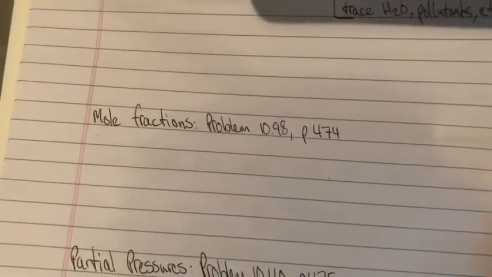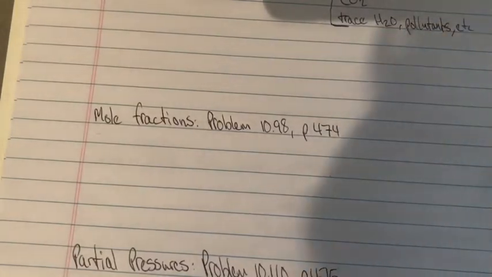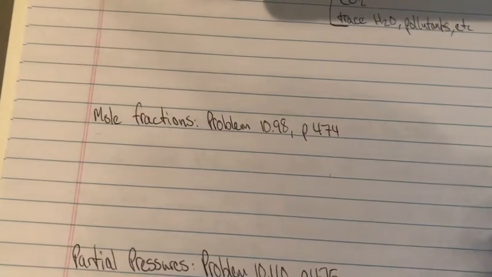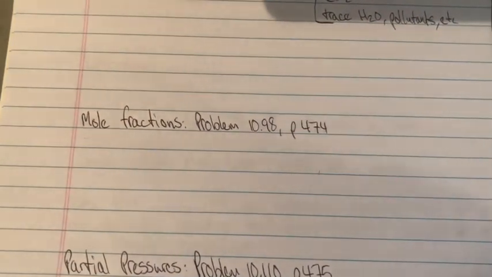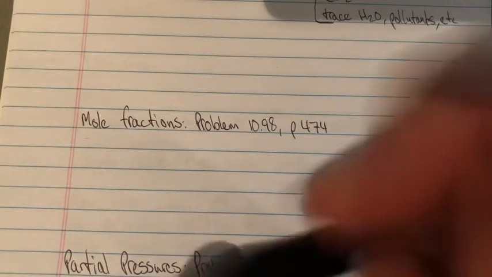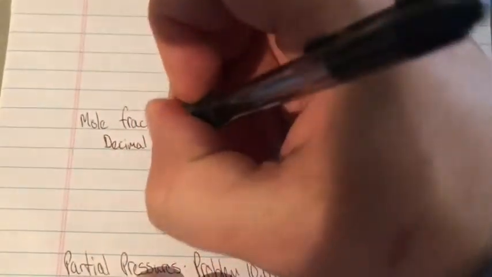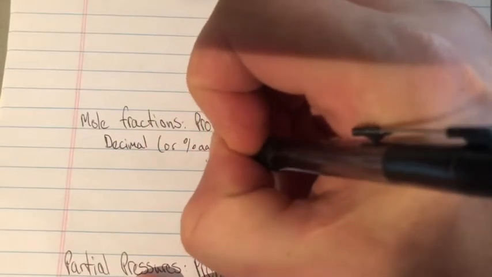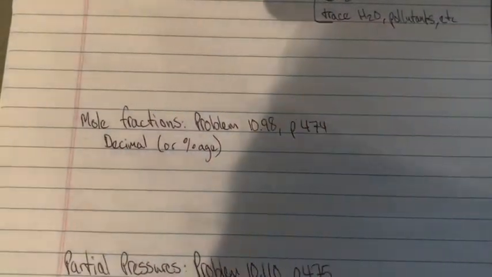So let's take a look at mole fractions first. Problem 10.98, and that mole fraction is really exactly what it sounds like. So the molar amount of one component divided by the count of all the moles of components is going to give you the mole fraction. So it's really a decimal, or a percentage if you times it by 100%, whatever.